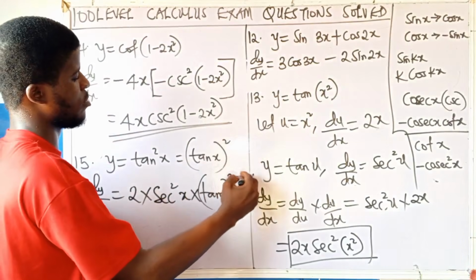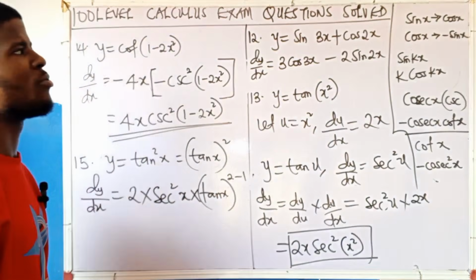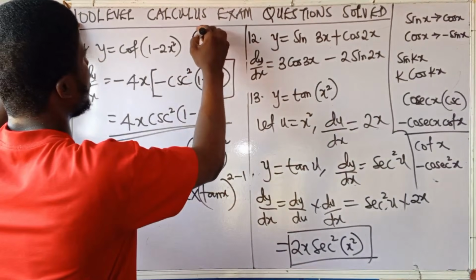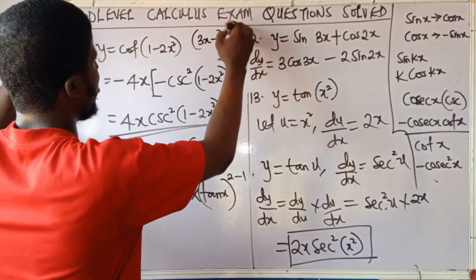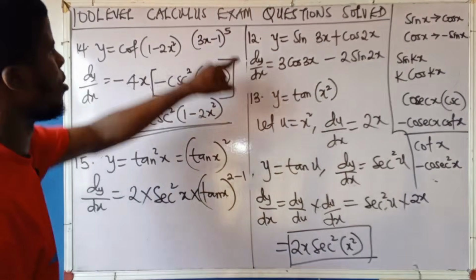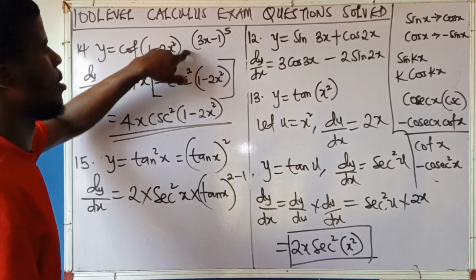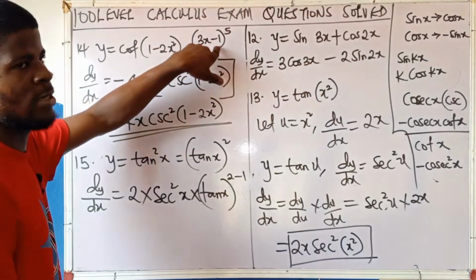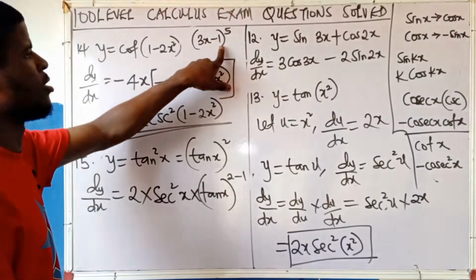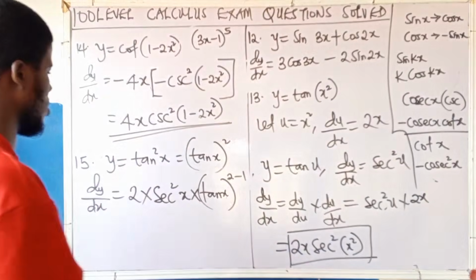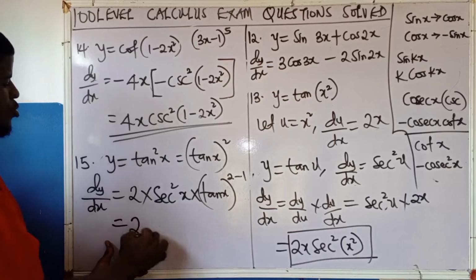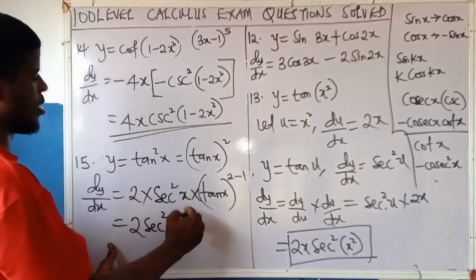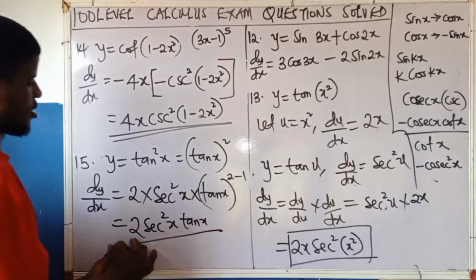Then raised to the power 2, remove 1. It's like when we are doing the derivative of something like this, 3x minus 1 raised to the power 5. This is how we do it. You write down the power, multiply by the derivative of the inside, then you write the function again, take away 1 from the power. So this is it. This is 2 sec squared x tan x as the derivative.